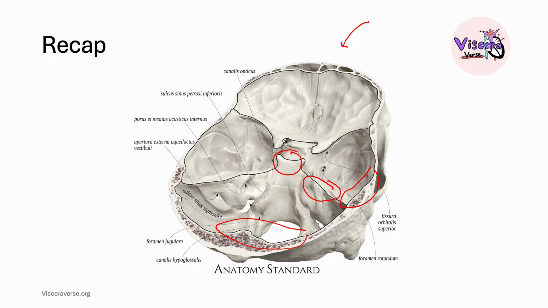For the grooves or the foramens that we talked about already, here we have the jugular foramen. Flanking it are 2 important structures, the hypoglossal canal and the internal acoustic meatus. Then we also talked about the sigmoid sinus groove here, which drains into the jugular vein.